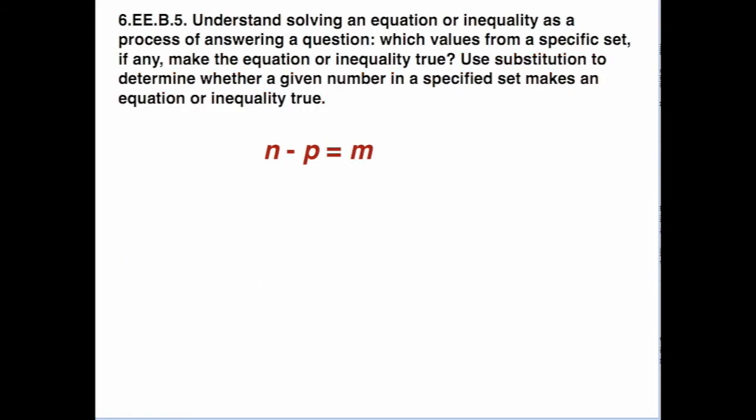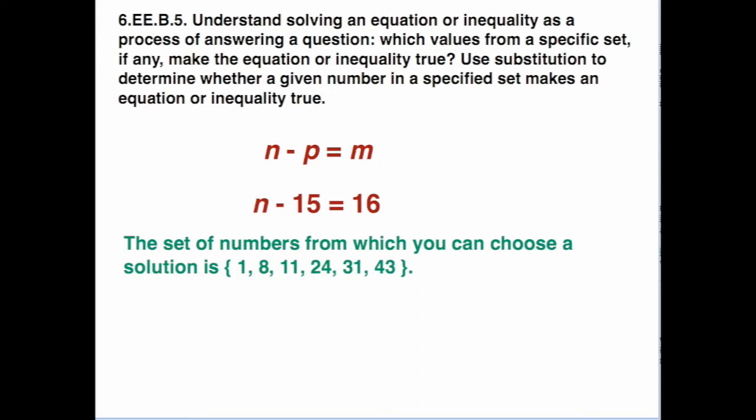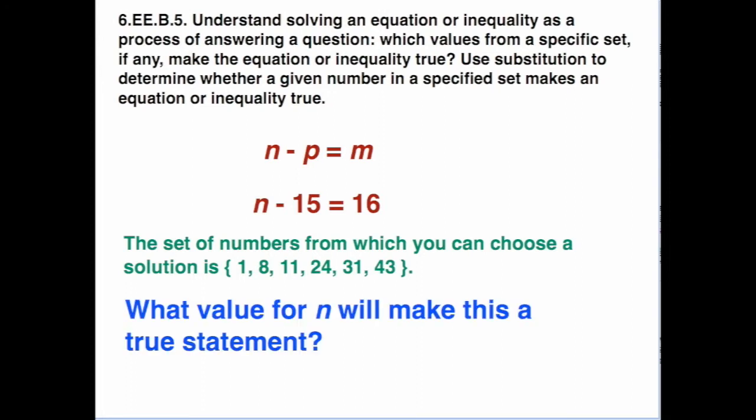Let's try a similar problem, but subtraction. And let's say the problem is n minus 15 is equal to 16. This time we have a small set of numbers to choose from: 1, 8, 11, 24, 31, and 43. So our solution set is just these numbers, nothing else. So the question would be, what value for n would make this true? Students might look at this and see that we're subtracting, there's 15 and 16. Well, the difference between 16 and 15 is 1, so the answer is going to be 1, and it is part of our set.